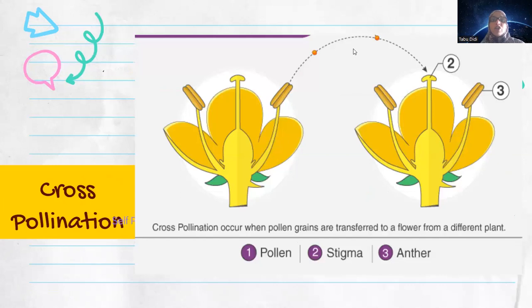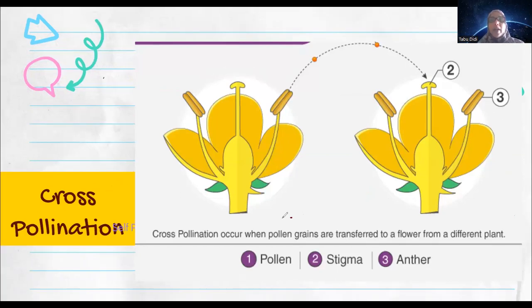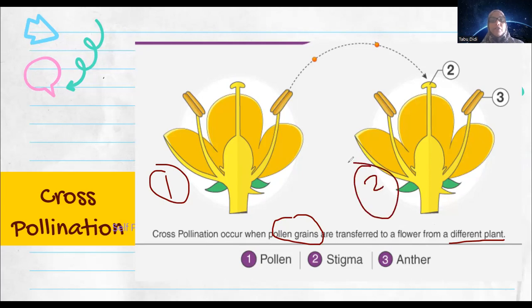Next, what is cross-pollination? Exactly opposite to self-pollination. So when pollen grains are transferred to a flower from a different plant. You can see, let's assume this is plant 1 and flower 1. This is plant 2 and flower 2.